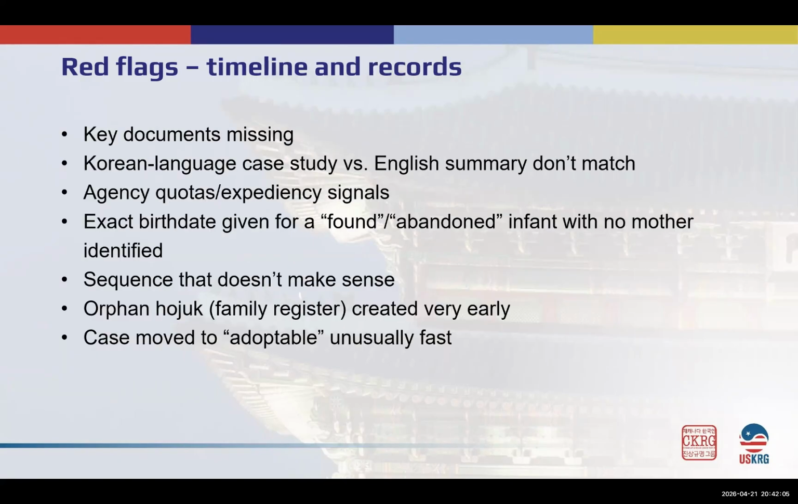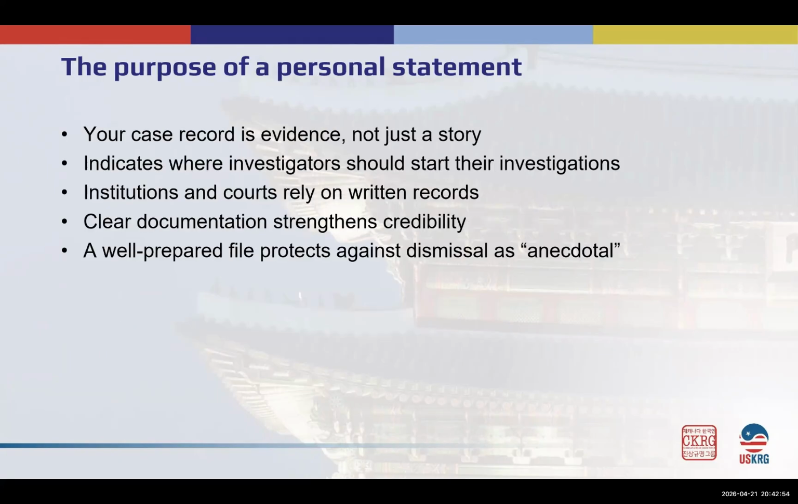And then additional ones about your timelines and records. Some key documents are missing. We've talked about that. Your Korean language case study and your English summary don't match, which is why it's so important for you to get to your US or Canadian records. If there's wording like, we need to get this child out of here quickly, it usually indicates they're trying to do this so they can get the money quicker from you. And the orphan hojak was created very early. For me, my orphan hojak was created like 5 days after I went into the Holt adoption program. So that's the timelines and records.